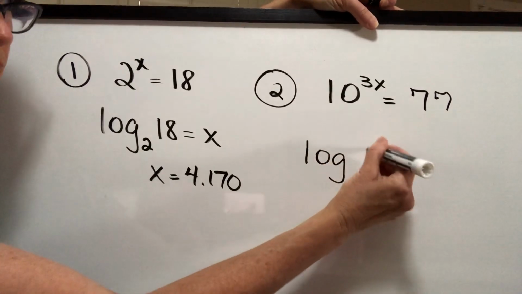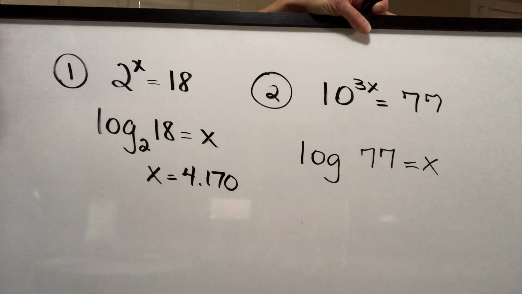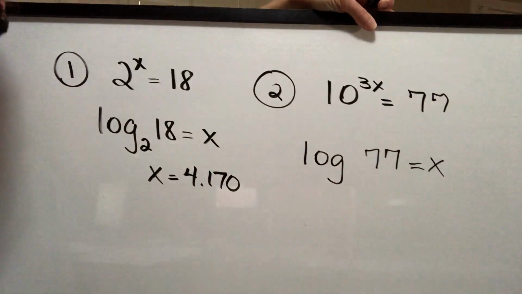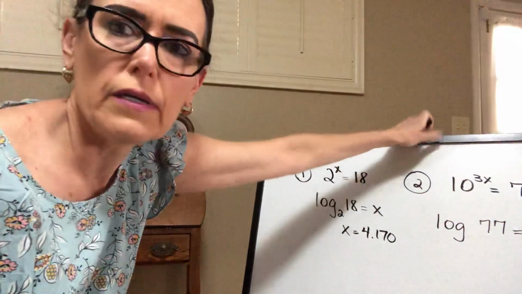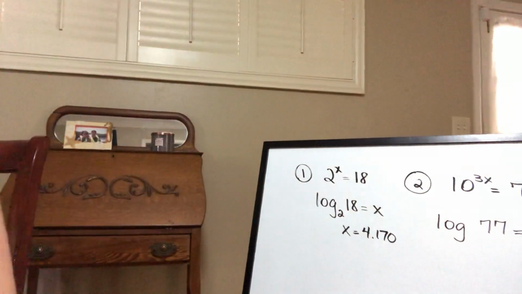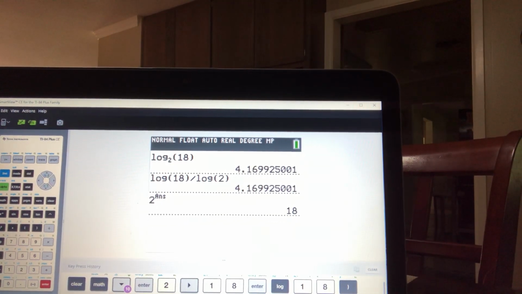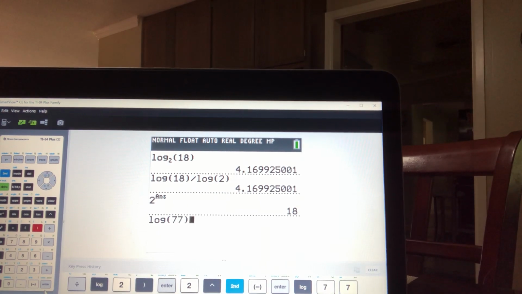So you would say log of the number 77 equals x. So remember, the 10 is the base, but you just won't see it here. Don't write it. Okay, so this one will be really easy. We just have to do the log of 77. So since the base is a 10, we just use the common log button, the right one right beside the 7. So you would just put log 77 equals, and then you're going to get this answer.